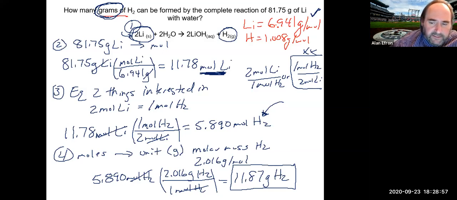Hopefully you can start seeing some pattern here. You can see that it is really the same 4 steps. Step 1, balance equation. Step 2, convert to moles. Step 3, mole to mole relation, the stoichiometry part. And step 4, the moles to grams part, or moles to some other unit. Again, it doesn't always have to be grams, it could be some other unit.